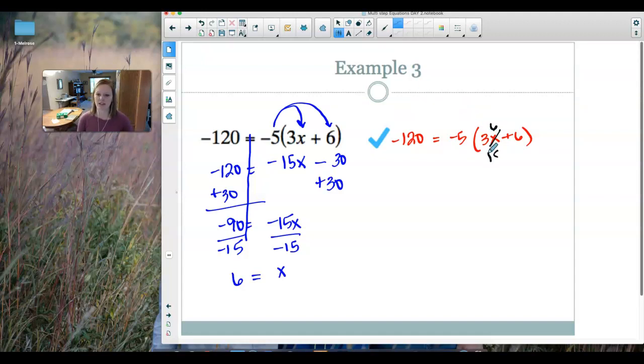So we have 18 plus 6, and 18 plus 6 is 24. Then we take that 24 and we're going to multiply it by negative 5. And that gives us negative 120. So my answer works, and everything worked out. Okay, so that is it for multi-step equations day 2.